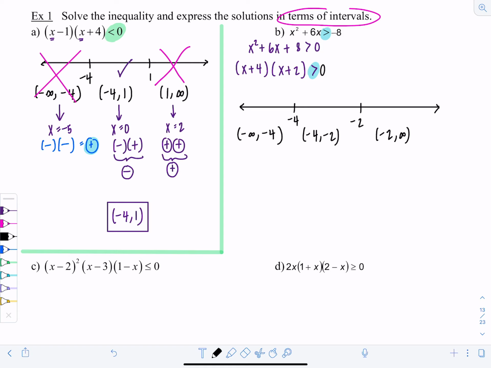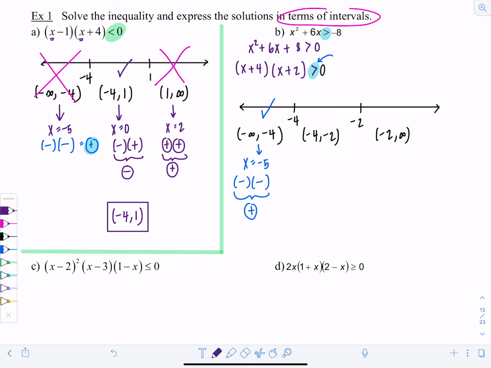Okay, very good. So from -infinity to -4, let's just test with -5 again. -5 plus 4, that's negative. -5 plus 2, that's negative also. So I'm going to get a positive number for anything that lies within that interval. Will that satisfy my inequality? Well, this time I'm looking for something to be greater than 0. Are positive numbers greater than 0? They are. Yay. So that interval works.